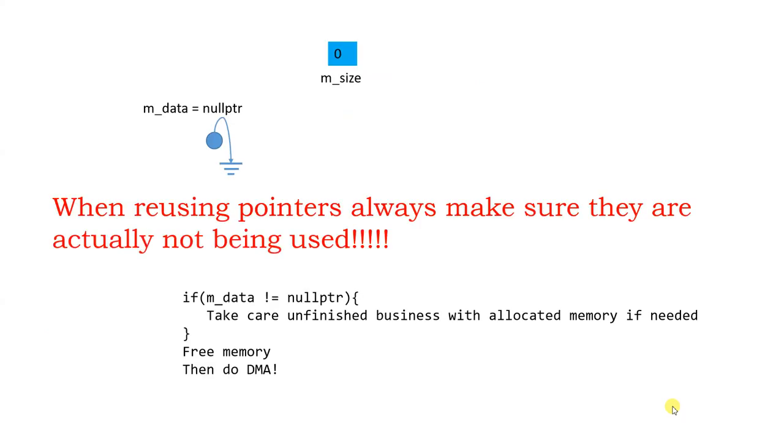So, when reusing pointers, always make sure they are actually not being used. It's an extremely important thing. That's what I was telling you. So always check if mData is not equal to null pointer, it means it's doing something. Take care of unfinished business with allocated memory, whatever you're supposed to do with that memory, copy it somewhere or whatever. And then after you're done, you free the memory. Free memory means delete, right? You delete it, and then you do the dynamic memory allocation again.